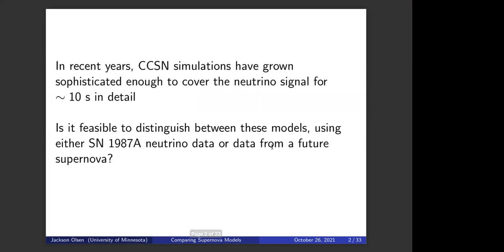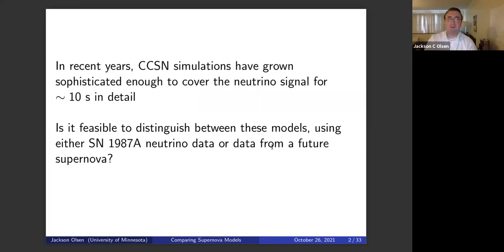So in recent years, core collapse supernova simulations have grown sophisticated enough to cover the neutrino signal in detail for about 10 seconds. And 10 seconds is also the time scale that we'd expect to observe the signal in a terrestrial detector on Earth from, for instance, a galactic core collapse supernova. So this, I think, leads to a natural question, which is: is it feasible to distinguish between these different simulation models using either the data from supernova 1987A or data from some future galactic supernova?